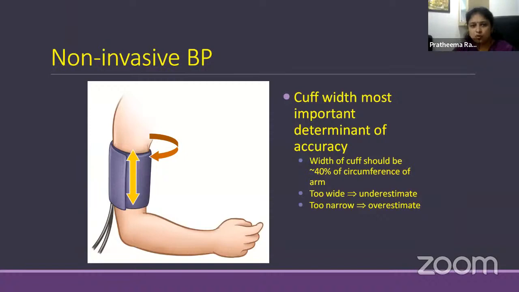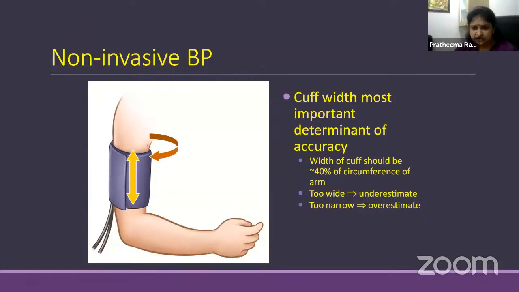So we need to know what is the right size of the cuff. Cuff width is very, very important. It should be at least 40% of the circumference of the arm. If it is very wide, if the patient is thin and it is a big cuff, it is going to underestimate. It will show a low BP. And if it is too narrow, it is going to show an overestimate, even if the patient has a normal blood pressure. I'm talking about a patient just for a health check.